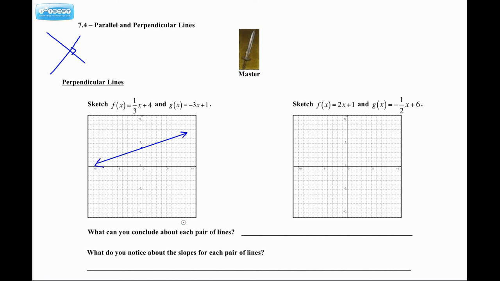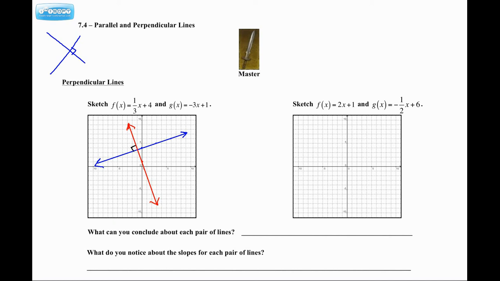So there we go. And I want to graph this one, g. I'll do that one red. The y-intercept is 1, but it has a slope of -3. So that would be down 3, right 1, down 3, right 1. Let's sketch that in. So you may notice, if you draw these reasonably well, that this is actually a 90-degree angle.